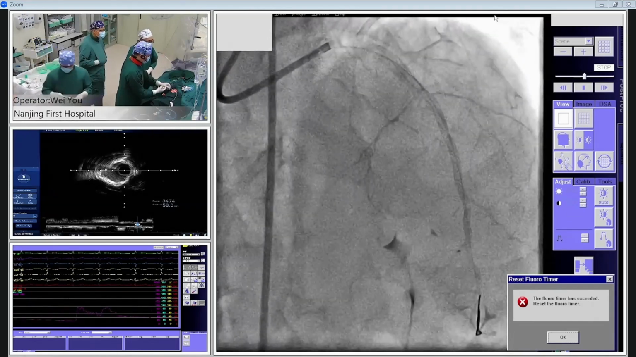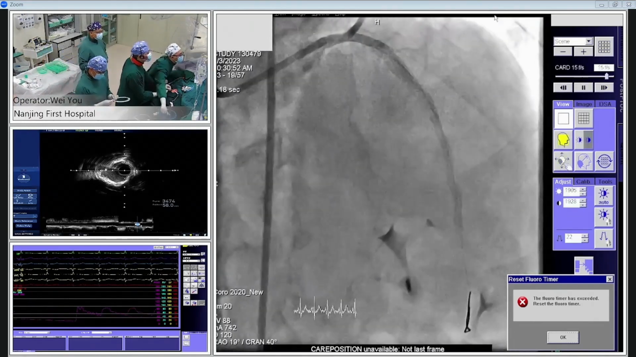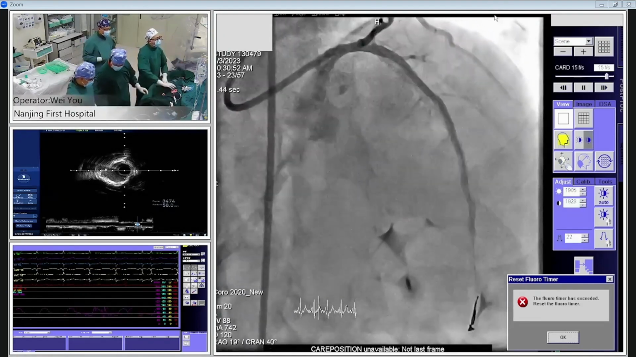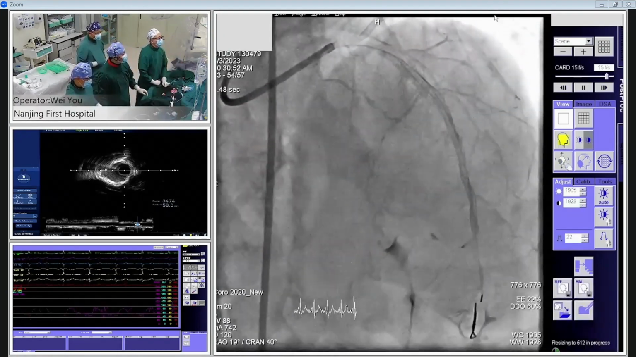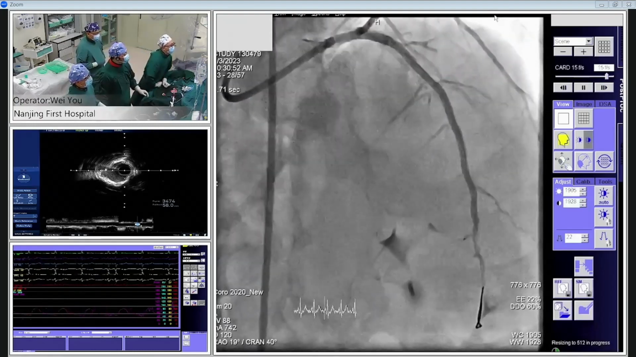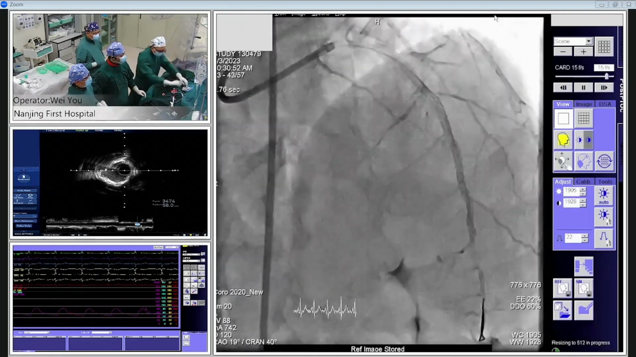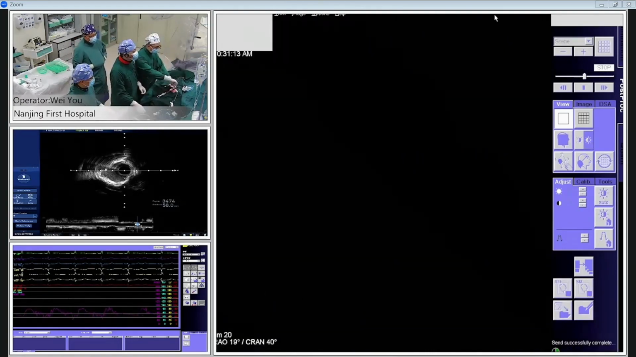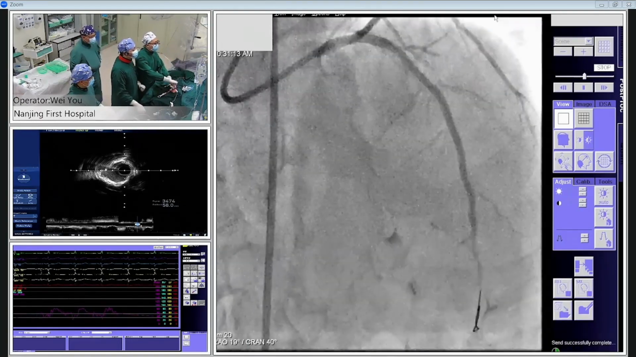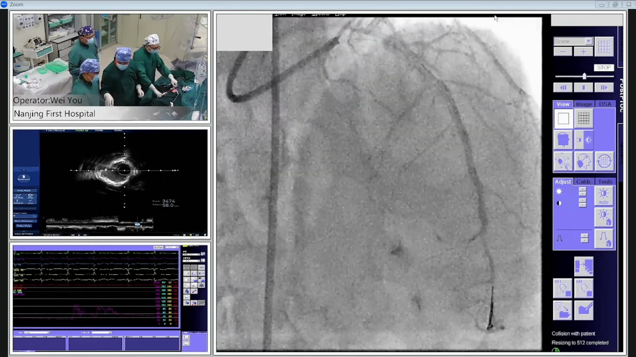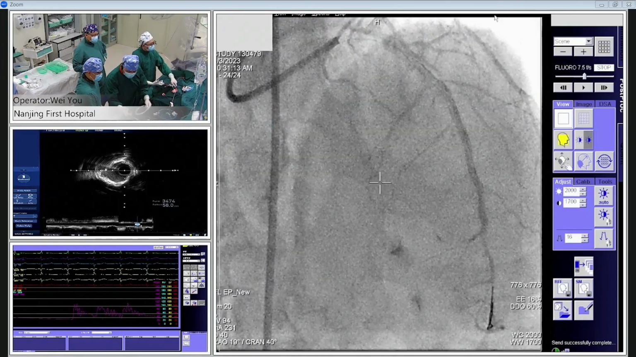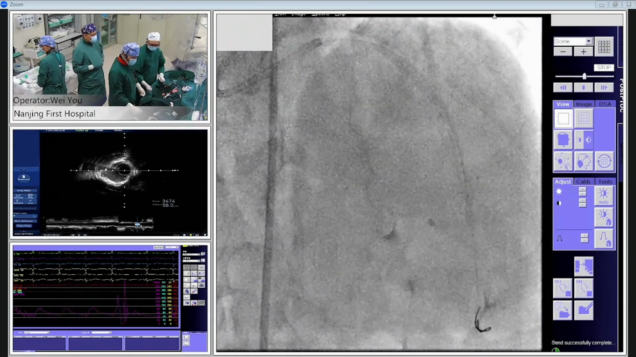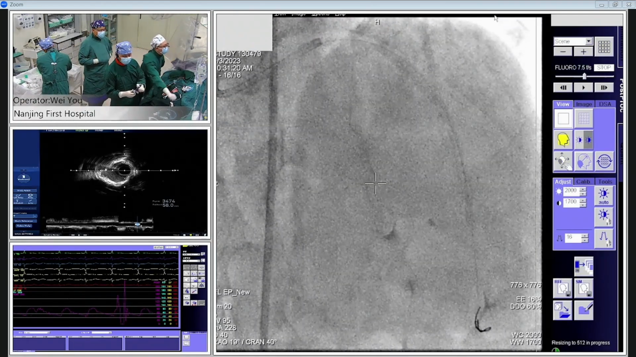Good. These two segments flow is good. The first diagonal flow is only maybe TIMI 1. Yeah, TIMI 1. We should give some nitro and do the post dilation. I thought for this we still use a 2.5 NC balloon. Yeah, 2.5. Then for the middle we will use a 3.0 NC, and for proximal we will use a 3.5.